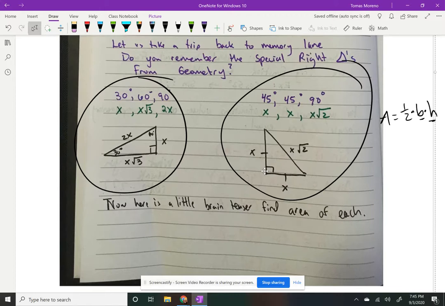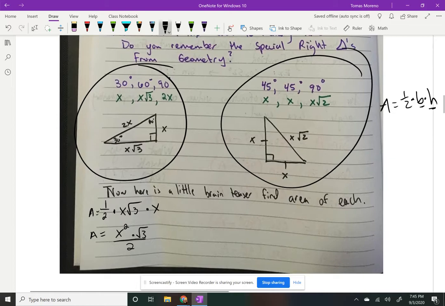And we're back. So let's do the area of this triangle. We have 1/2 times the base times the height. So in essence, we have x squared times square root of 3 all over 2. So we found it in terms of x, right? And this is for the 30, 60, 90 triangle.